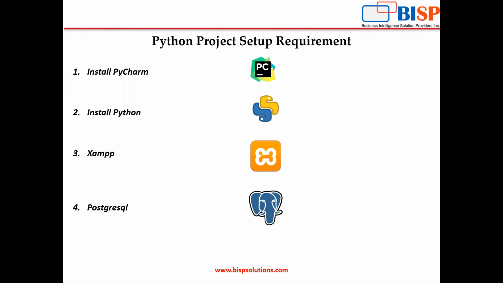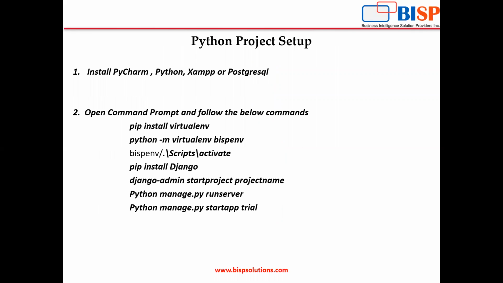Secondly, you need to install Python. Third thing, if you want a database, for example the MySQL database, then you need to install XAMPP. And if you want the database PostgreSQL, then you need to install PostgreSQL. Now, once Python and PyCharm are installed, you need to go to the command prompt and follow the below commands.